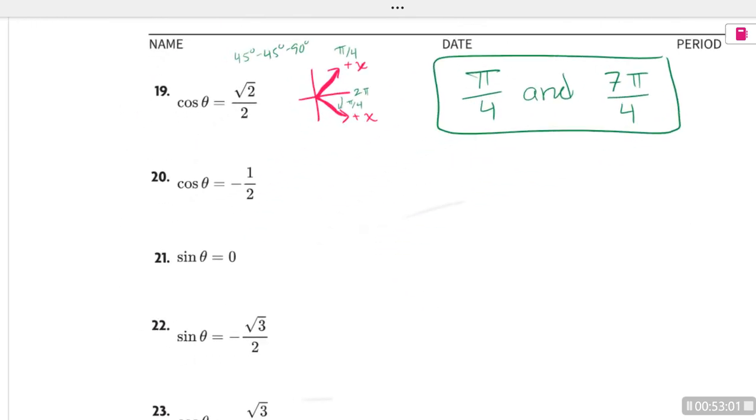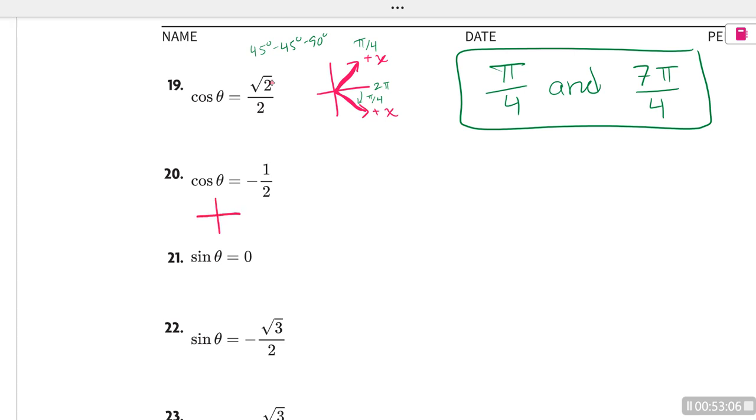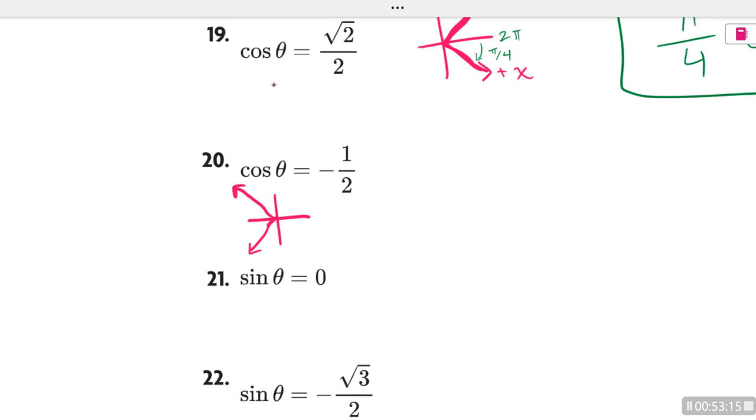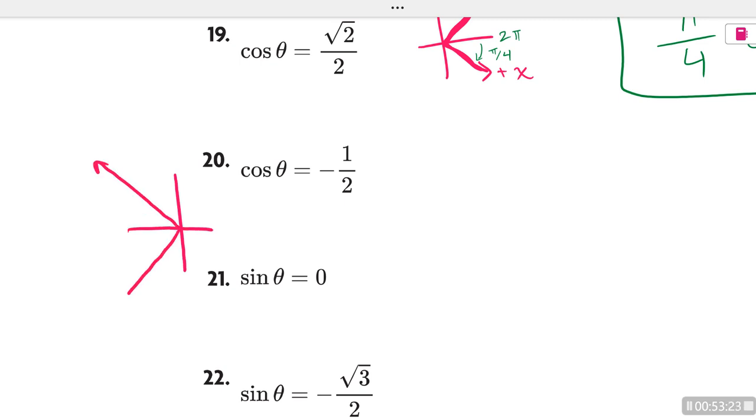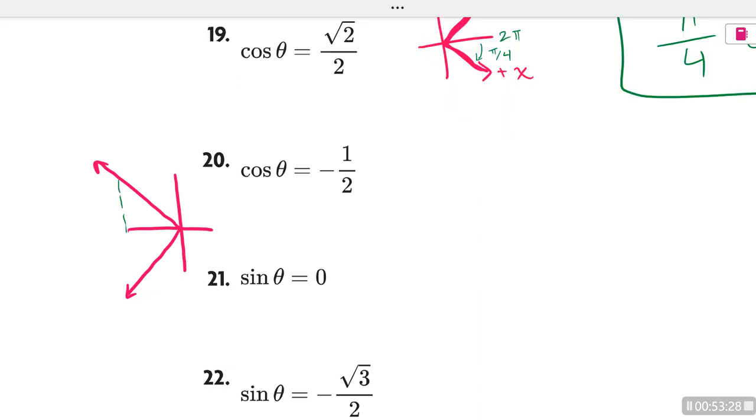Okay, cosine of theta equals negative 1/2. So this time we want negative cosine, so that's going to be in quadrants 2 and 3. So negative x. Let me do this a little bit neater. I'm going to do it over here. There we go. So remember, cosine is our adjacent side. So we are thinking of a 30, 60, 90 here. But we have to distinguish between the 30 and the 60 since the 2 side lengths aren't the same.